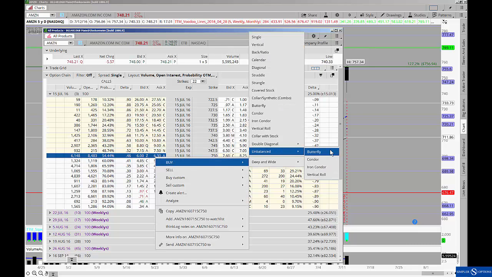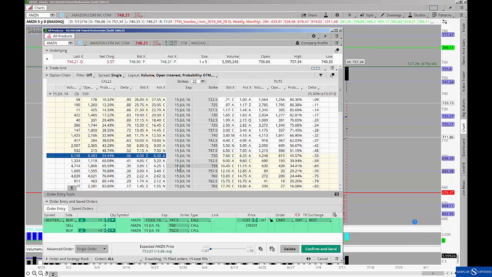I'm going to look to do it through an unbalanced butterfly. You could also use a short call spread. You could also use something like an iron fly, and I wouldn't even mind that too much because you do have a little bit of activity here on the 750 puts. But that's the core of the idea that I would work in 3 days out.